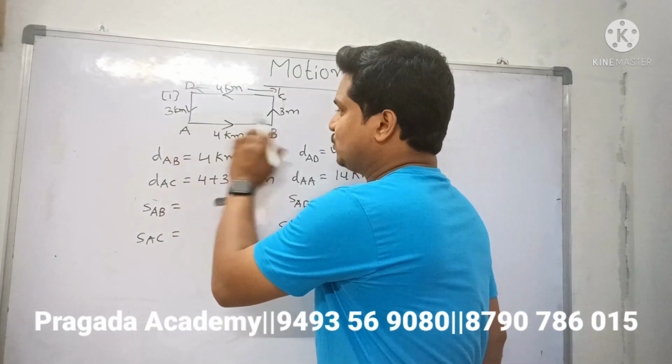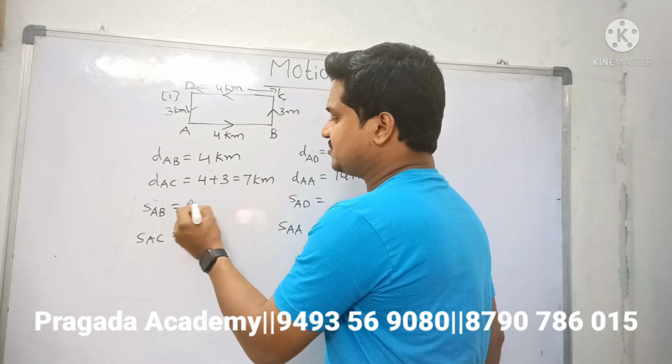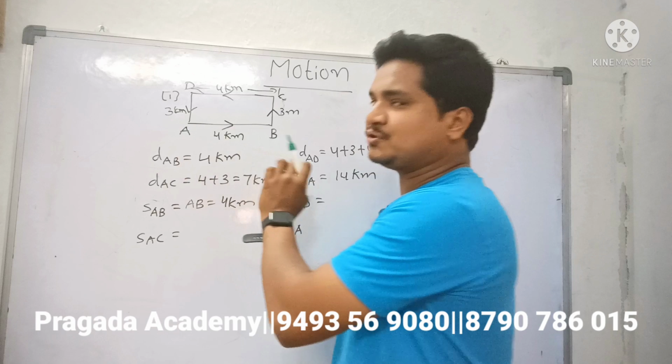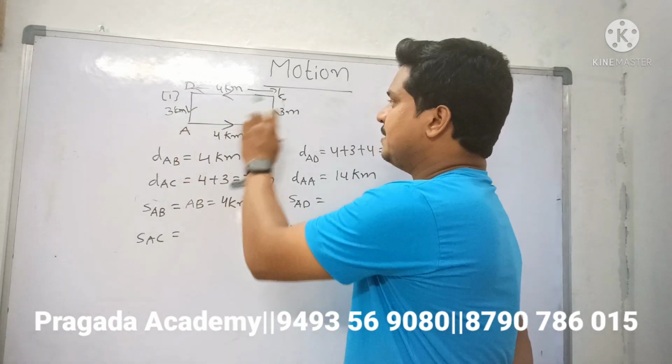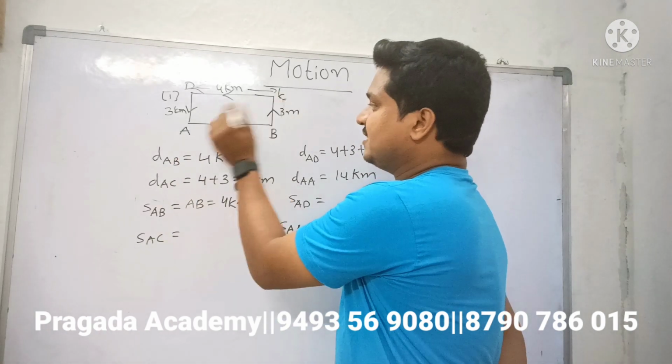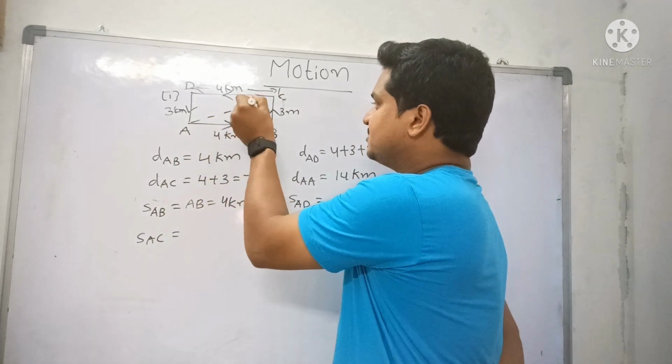So A to B, there is no shortcut. We need to consider AB distance only, nothing but 4 kilometers. A to C: if you observe the figure, A is the initial and C will be the final. The shortest path we need to take is this one.